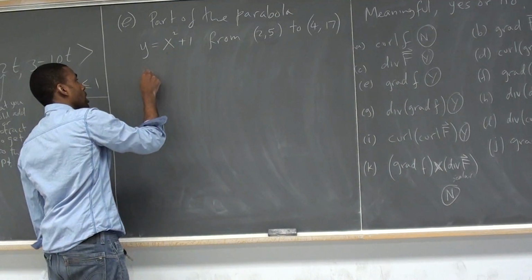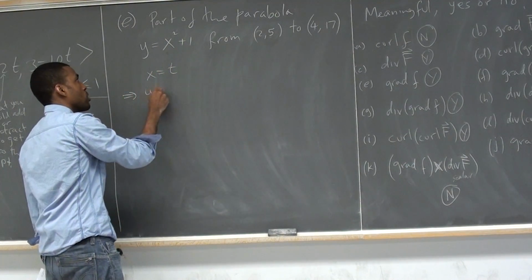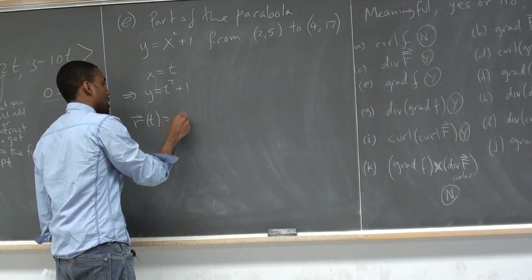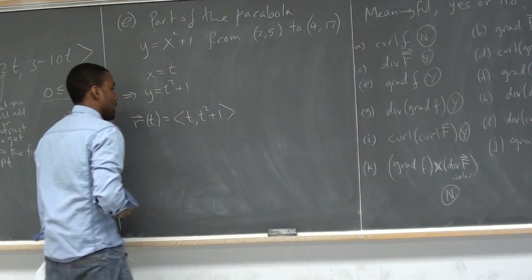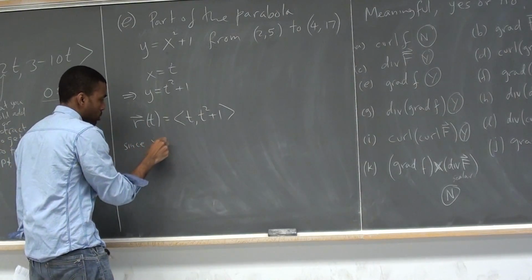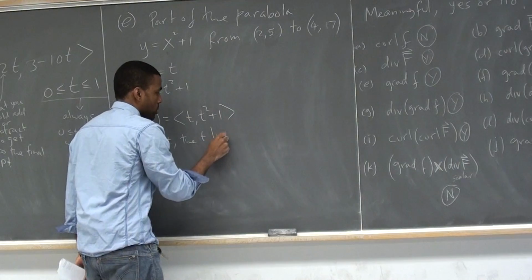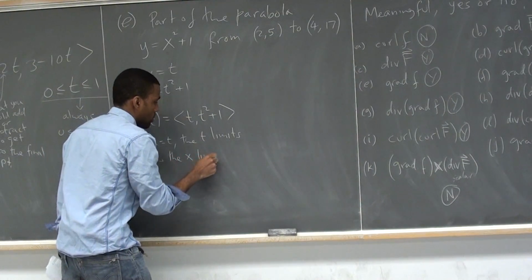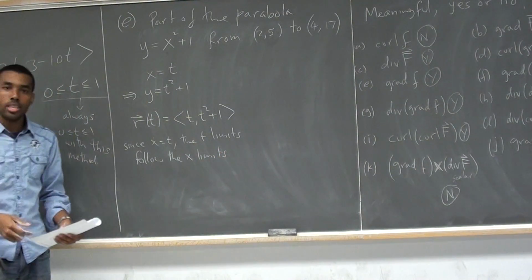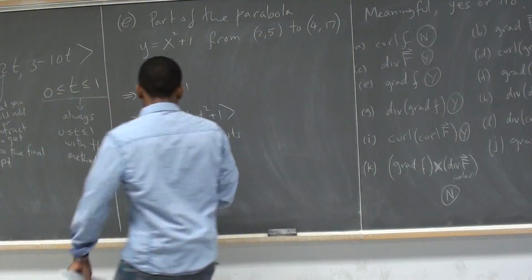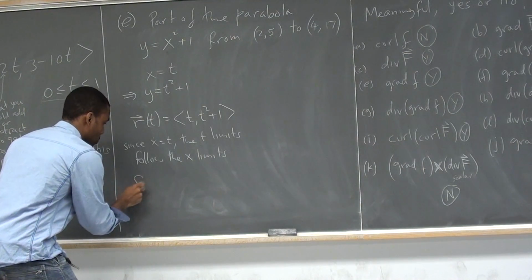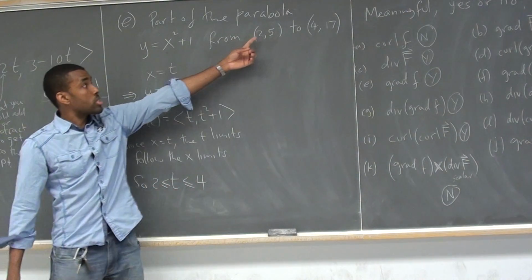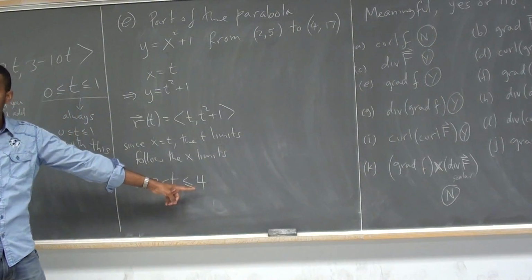So here you could say that x equals t, which means that your y would be t squared plus 1. Right? And so your r of t would just look like that. t comma t squared plus 1. And since x equals t, the t limits just follow the x limits. Because they're in fact the same guy, right? I just changed the name to protect the innocent. So t would go between 2 and 4, because my x limit starts at 2 and it ends at 4. So those would be my t limits.